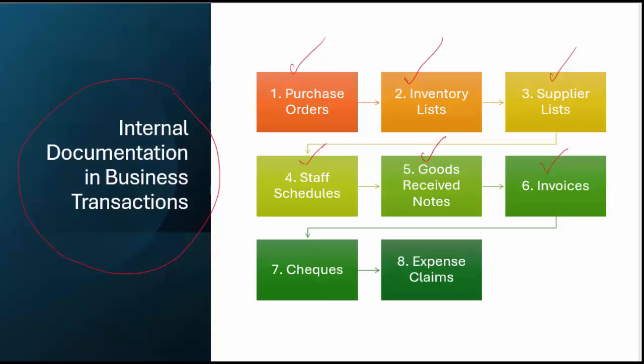7. Checks. Once the company has received the supplier's invoice, it will eventually make the payment by check or another form of payment. The check issued is documented as part of the company's payment system. Scenario. After reviewing the invoice and ensuring everything is correct, the company issues a check to the supplier as payment for the parts.